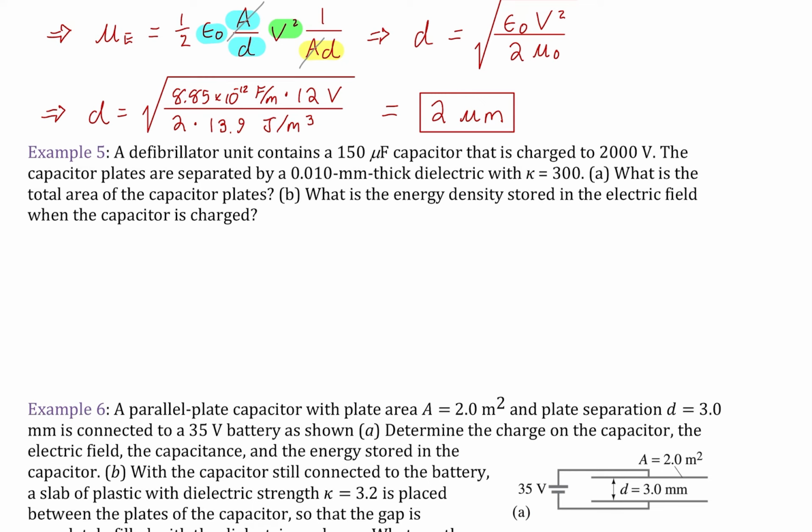Example 5. A defibrillator unit contains a 150 microfarad capacitor that is charged to 2,000 volts. The capacitor plates are separated by a 0.01 millimeter thick dielectric with a constant of 300. Yep, that's right. We're talking about dielectrics now. What is the total area of the capacitor plates?